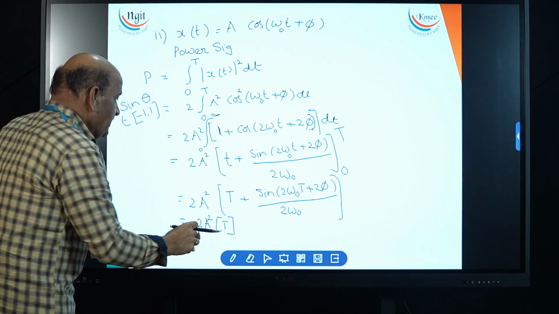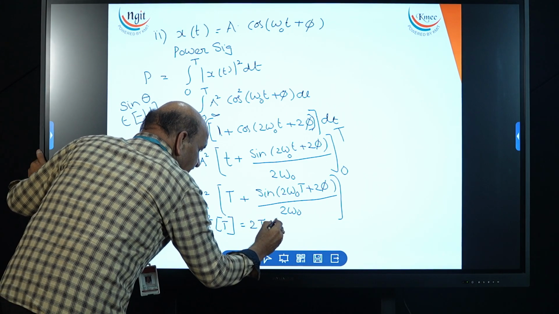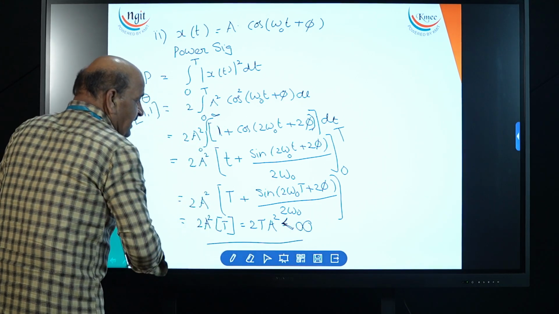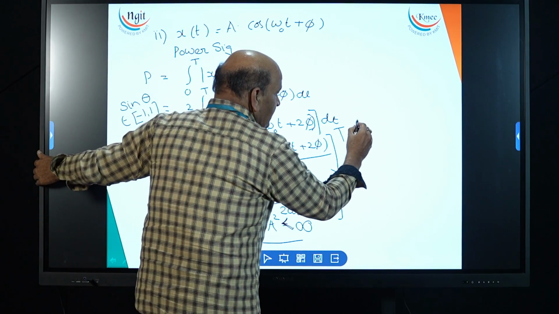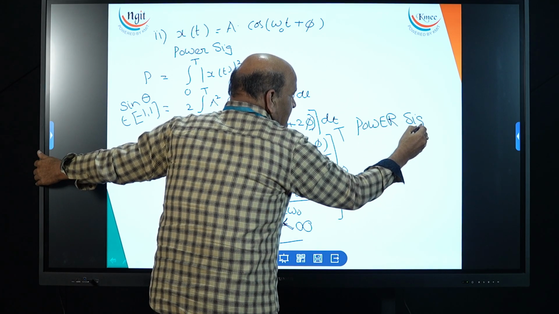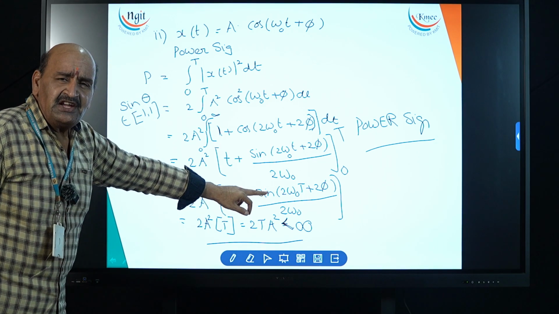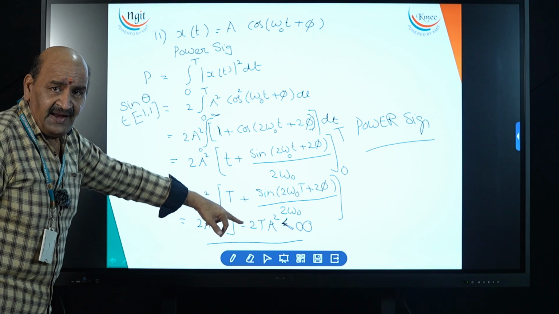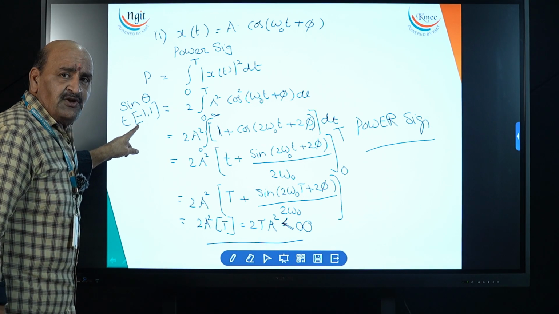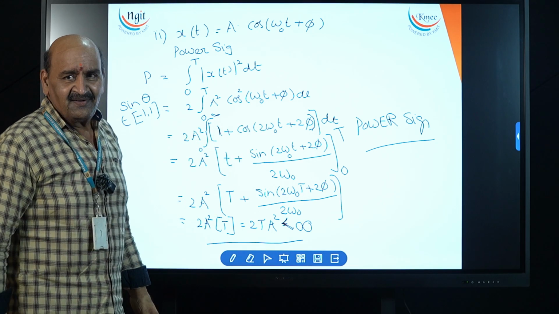So very simple. Therefore the entire value is 2A square T, which is less than infinity. Less than infinity means what? It is a power signal. Now just look at, whatever the highest value we substitute in sine, the values will be in terms of 360 degrees, and ultimately the value of any sine should be between -1 and 1. So ultimately it is a power signal. Thank you.